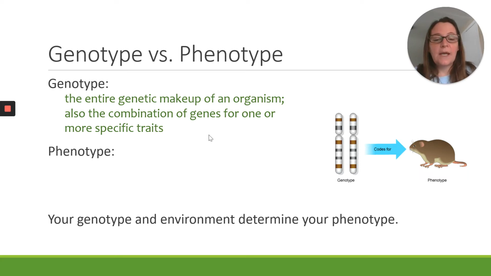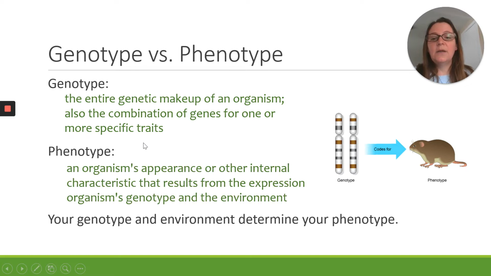And then the phenotype is the physical appearance, or it could be an internal characteristic, like maybe one of your transport proteins doesn't function correctly. So that is a genetic trait that you have. It's a phenotype because even though you can't see it, that transport protein is a physical thing. It's an actual thing that's in your cells, microscopic, so you can't see it, but it is physically there.